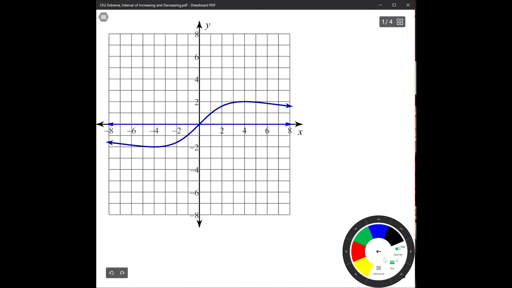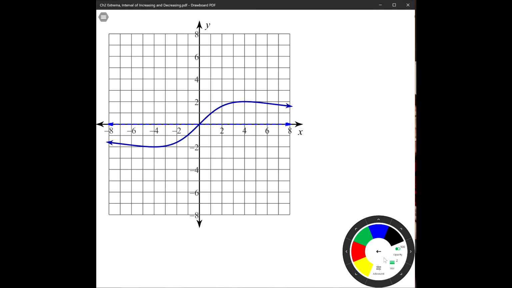How to state other characteristics of functions. First of all, we need to identify an interval of increasing or decreasing. So how do we find an interval of increasing? That means when we plot a point on the graph and we draw a tangent line through that point, we will see that the tangent line has positive slope.